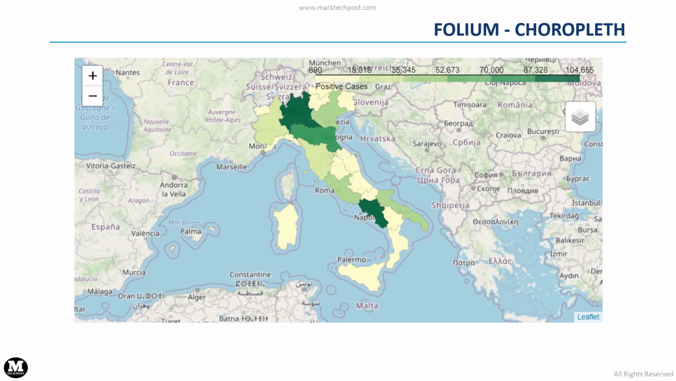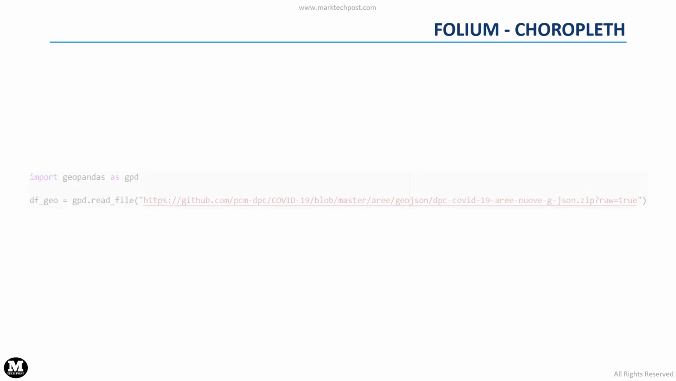The coolest thing to do with Folium is drawing a choropleth. The idea is to color different areas of the map based on statistical data. First of all, let's import GeoPandas, a library used to handle data frames containing geometry data. Here we load a data frame containing geometry data related to the Italian regions.